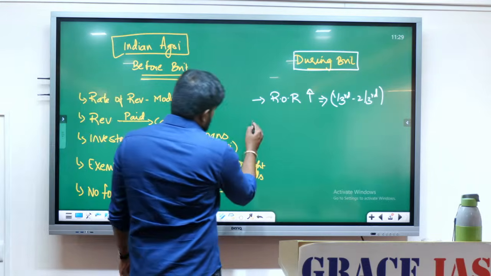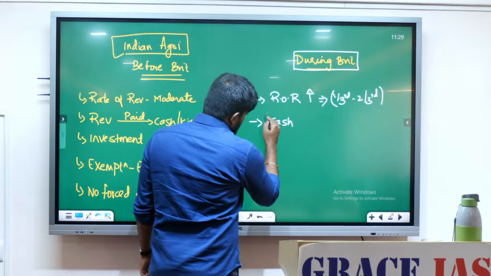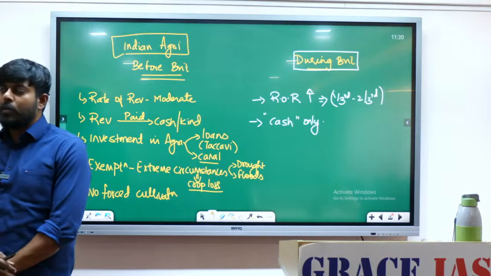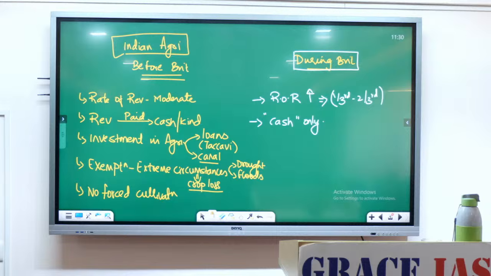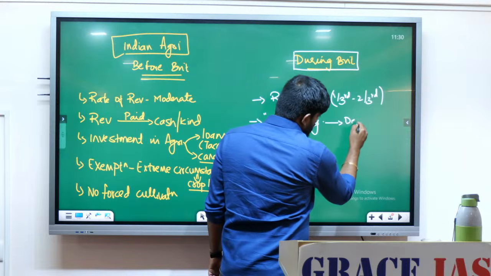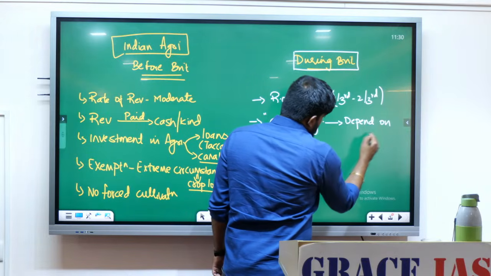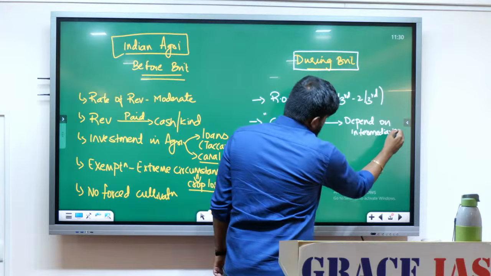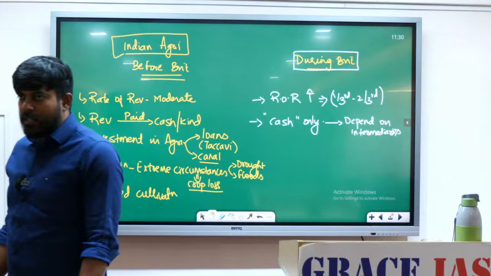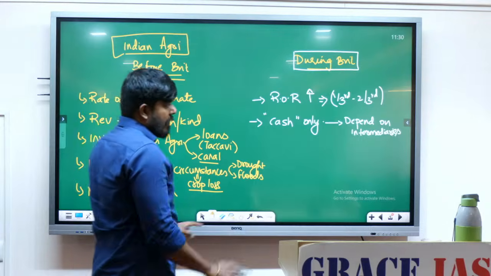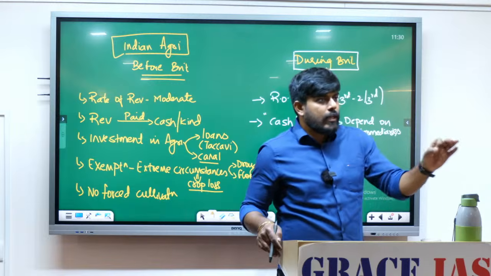Secondly, Britishers told that the revenue should be paid only in cash. Only in cash. And to get the cash, you have to depend on intermediaries like traders, merchants, etc. You have to take your crop to the market, sell it to someone, get the cash, then pay it in the form of revenue. And whenever there is dependence on intermediaries, it will lead to exploitation.